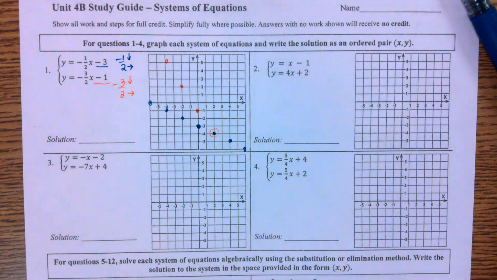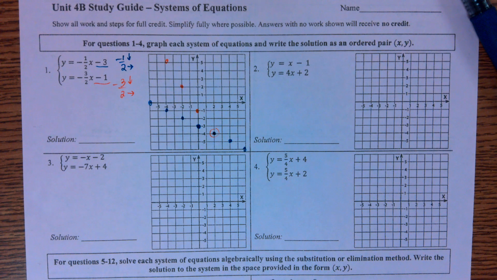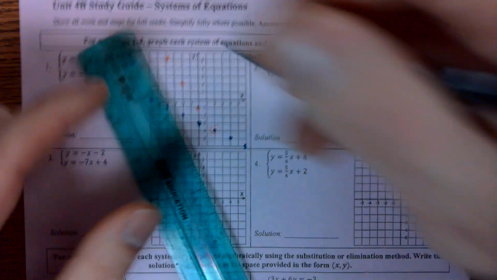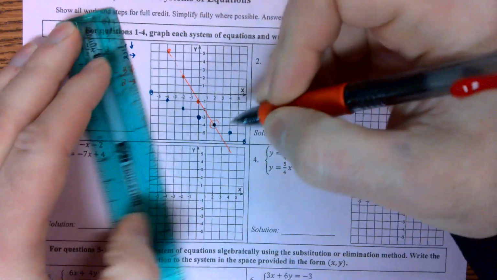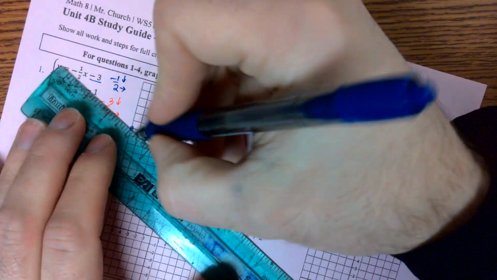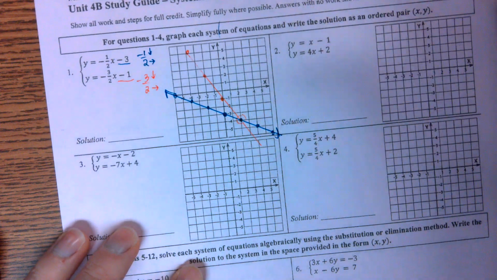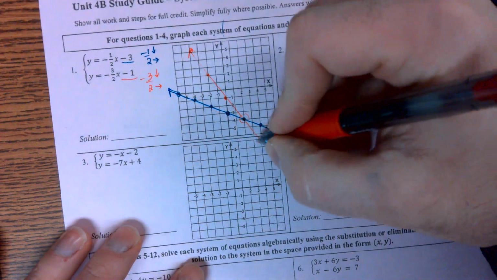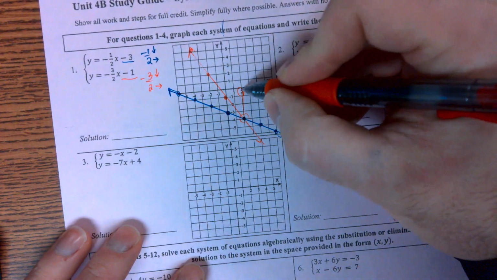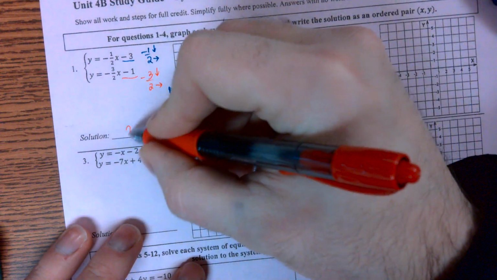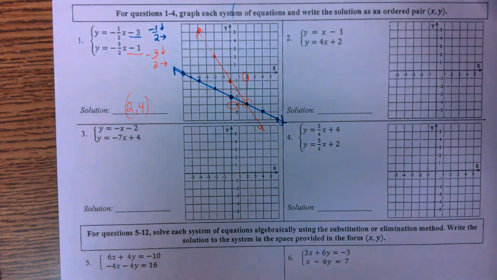All right. So if I were to get a ruler and draw my two lines, we can see they intersect right down there at that point that I circled. So for us to find the solution, we just need to identify what those coordinates are, which in this case is 2, 4. Just like that.